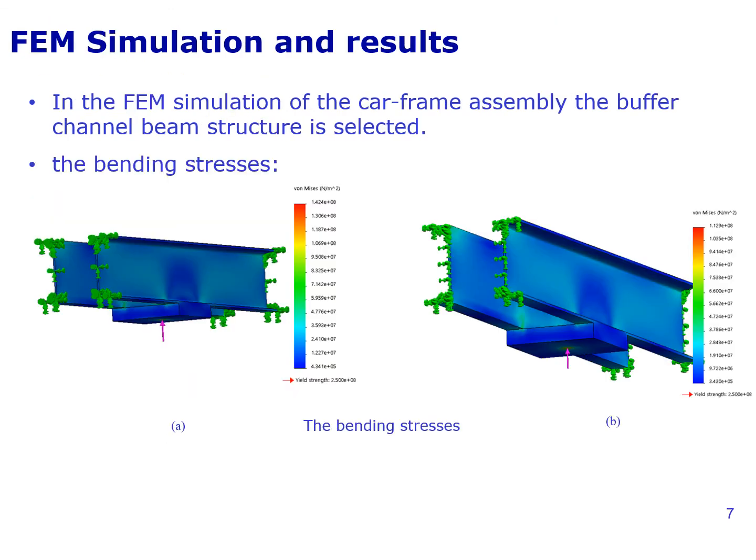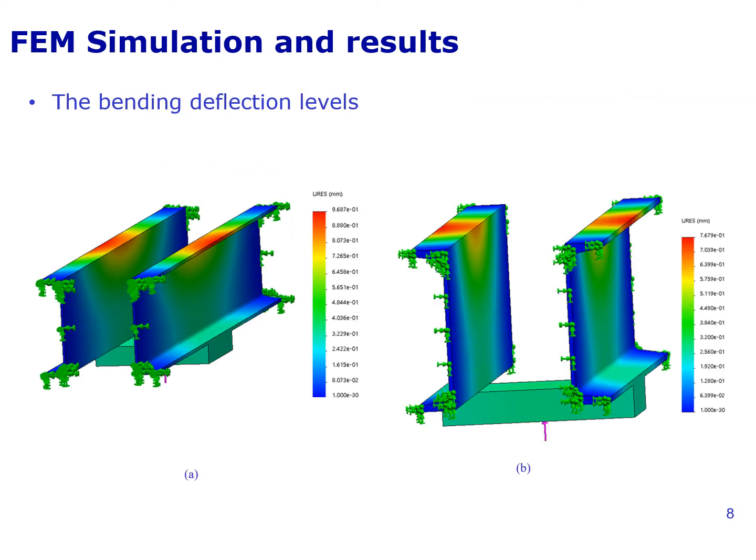Here are the results of the FEM simulation. During the simulation, you can see the bending stresses produced in the assembly, and they are represented here for both cases of the damping ratios. And here is another result of the FEM simulation. The bending deflection levels are presented. There are significant levels of bending deflections that occur during the buffering event in the frame assembly.